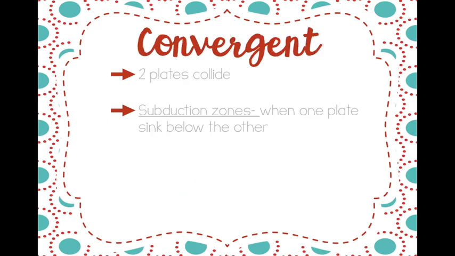Convergent boundaries are when 2 plates collide. They create a subduction zone when one plate sinks below the other. So you're going to have 2 plates colliding. One's going to go below the other.